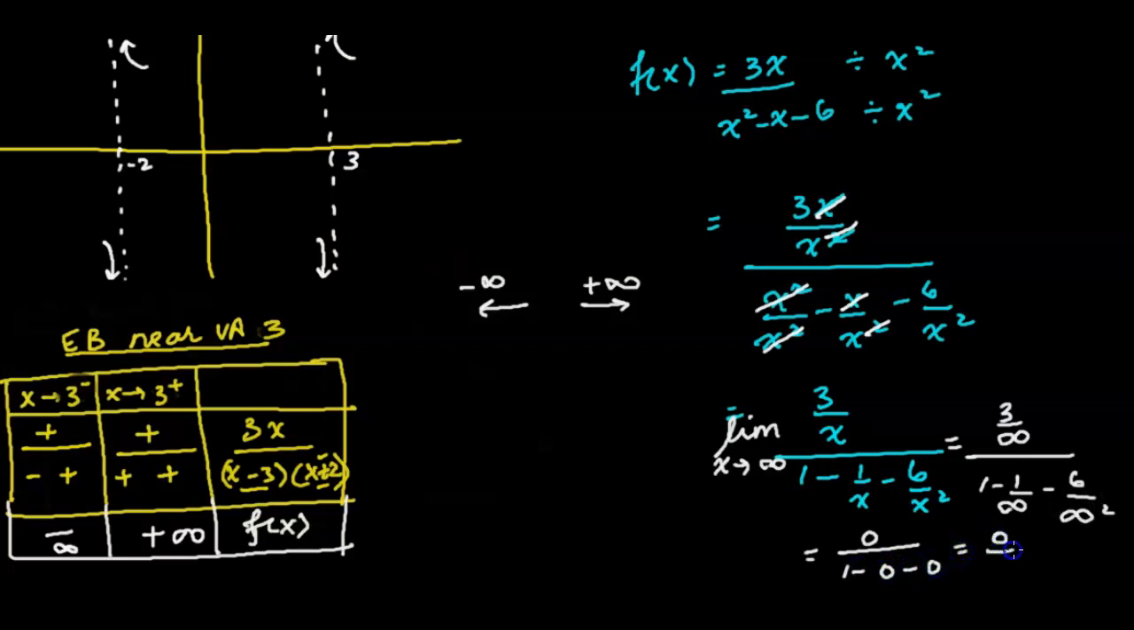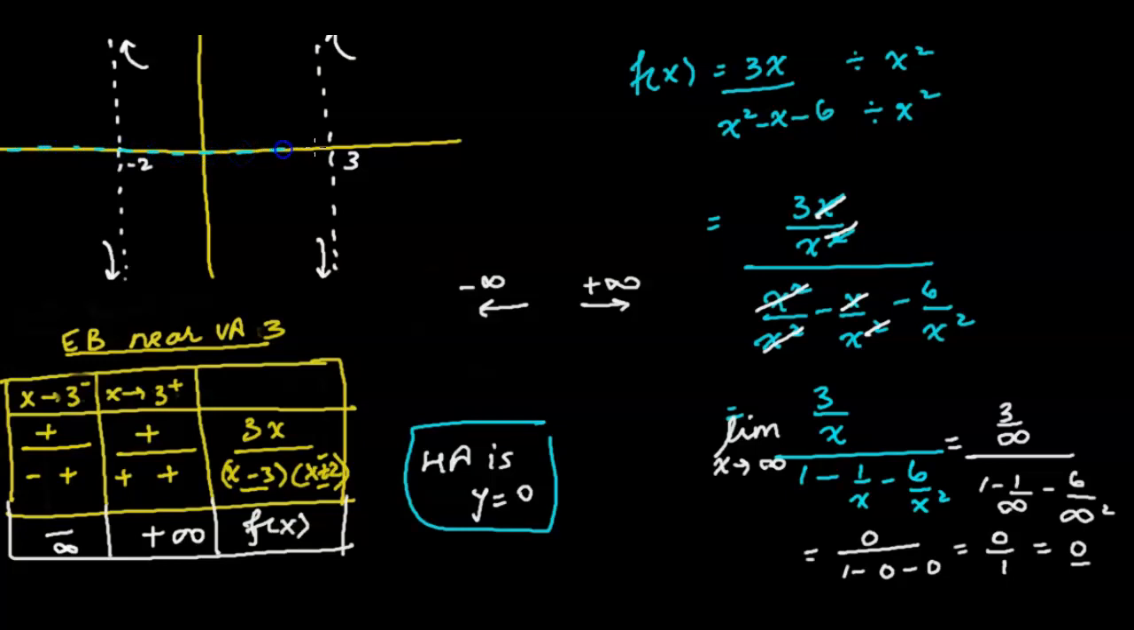So we are finally left with 0 over 1. 0 divided by anything is 0. That means the horizontal asymptote is y equal to 0. Let's make this horizontal asymptote on the grid. To do so, we would have to make the horizontal asymptote a horizontal line. Because it's an imaginary line, we make it with a dashed line at y equal to 0.